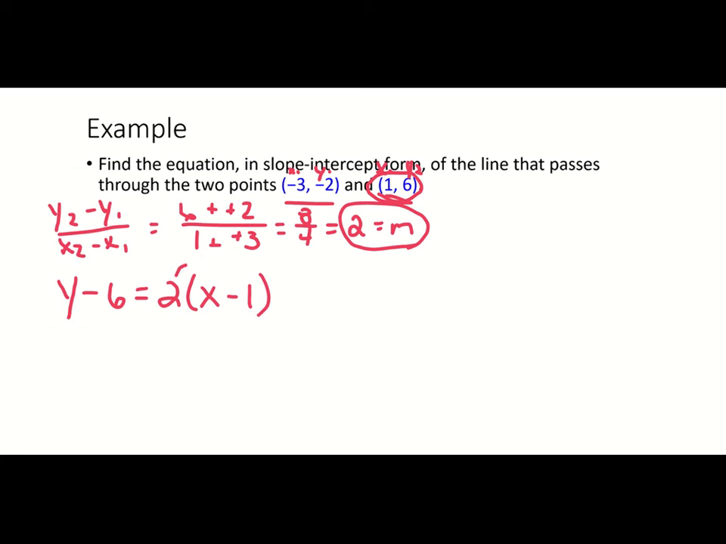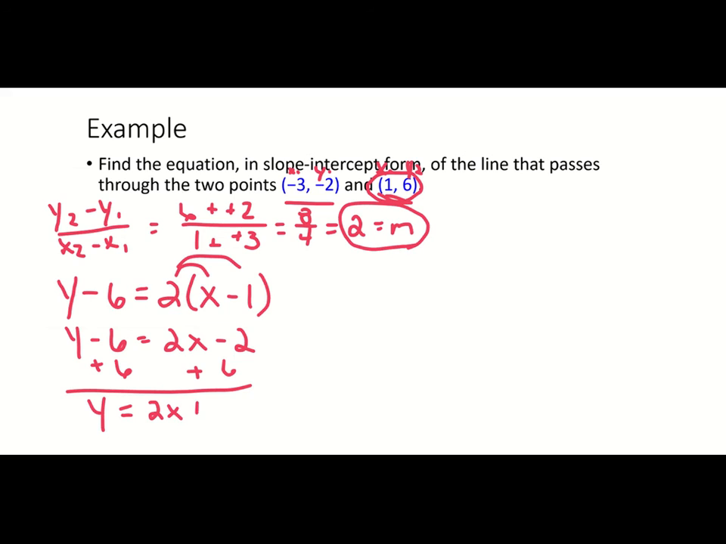I'll go ahead and distribute my 2. So I have y minus 6 equals 2x minus 2. And then I want to put it in slope-intercept form. So I'm going to add my 6 to the other side. And I get y equals 2x plus 4. And that is the equation of my line.